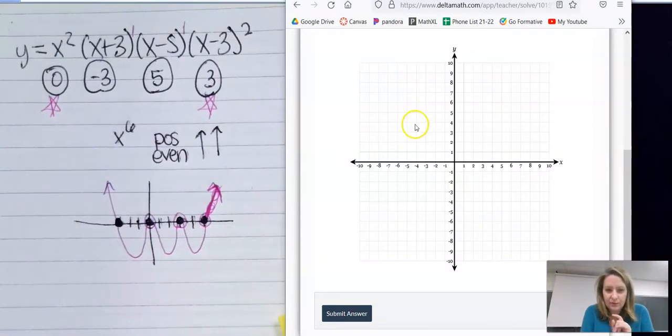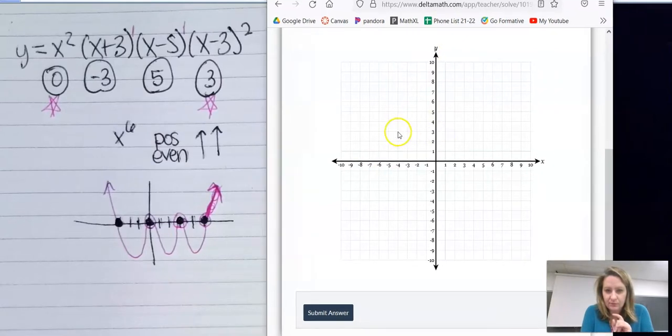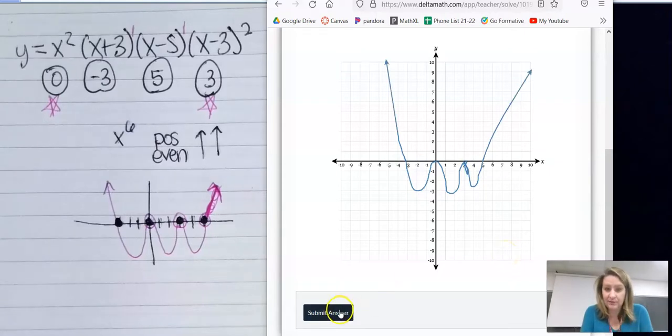Okay, so we're going to go, best we can, from the top through the -3, come back up best you can, and then bounce at the 0, back down best you can, bounce at the 3, that looks a little rough, sorry. And then I'm going to go up and go through the 5. Okay, now I'm going to go ahead and submit this.